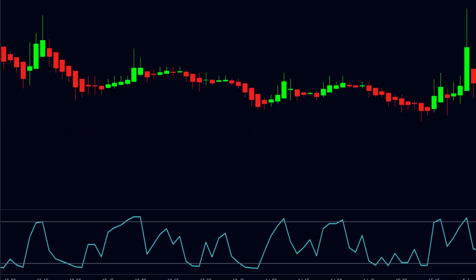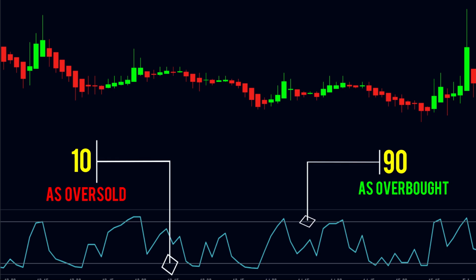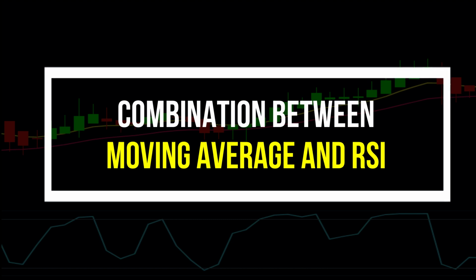In our strategy, we will use 2-period RSI, and we will take 90 as overbought level instead of 70 level, and 10 for oversold level instead of 30 level. We will use moving average and RSI together to get effective trade. We will also look for combinations between moving average and RSI.